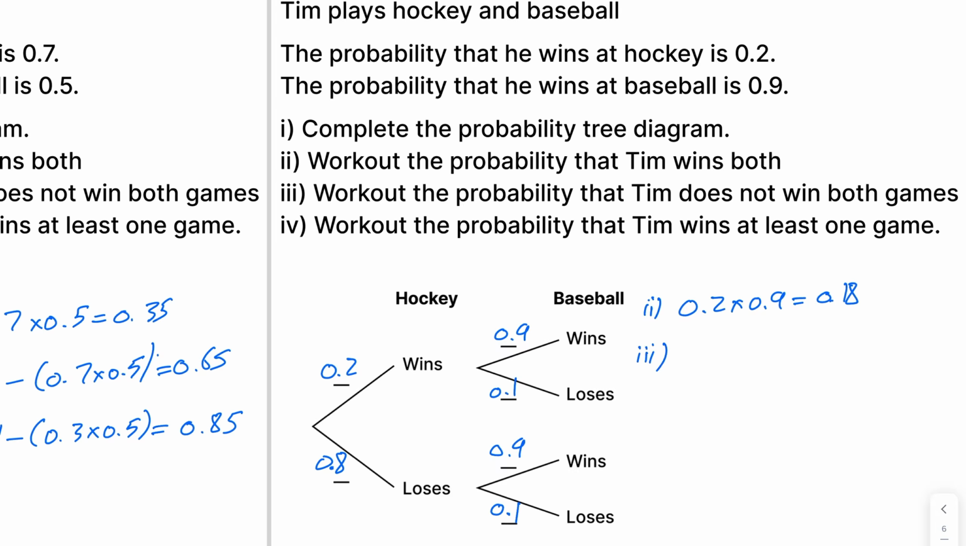Work out the probability that Tim does not win both games. So the probability that he does not win both games is just going to be 1 minus the probability that he does win both games. And that's going to be 1 minus 0.18.